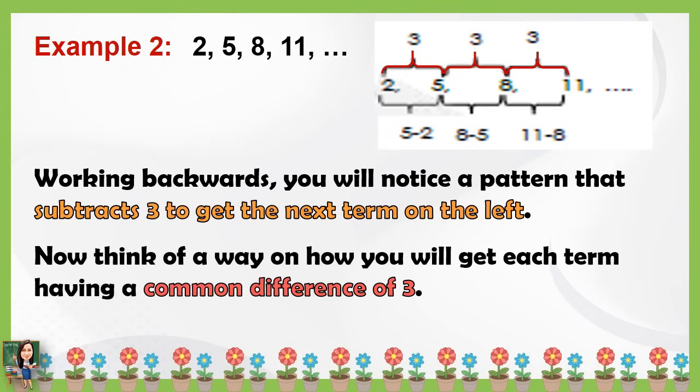Now, think of a way on how you will get each term having a common difference of 3. Let's study the pattern. So 5 minus 2 equals 3. 8 minus 5 equals 3. And 11 minus 8 equals 3. They have a common difference, which is 3.